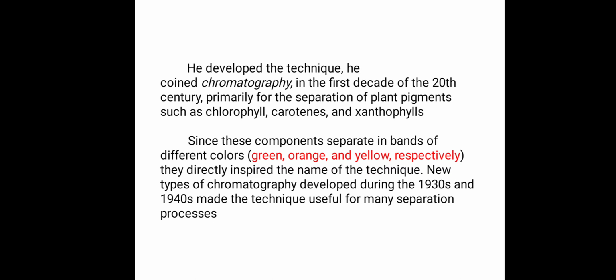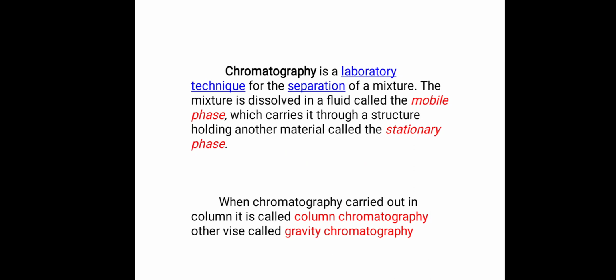New types of chromatography developed during 1930 and 1940 made the technique useful for many separation processes. Chromatography is a laboratory technique for the separation of mixtures. The mixture is dissolved in a fluid called the mobile phase, which carries it through a structure holding another material called the stationary phase. When chromatography is carried out in a column, it is called column chromatography, or otherwise gravity chromatography.